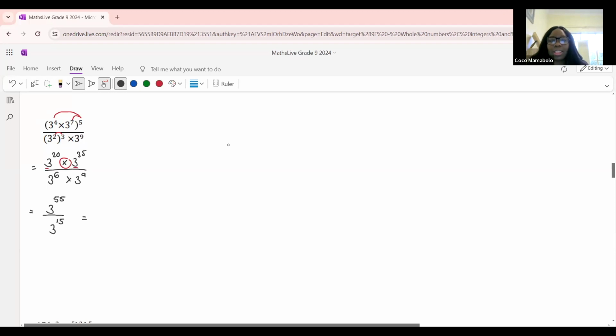And now I can see that my like bases are being divided and my bases are the same. I'm going to keep my base and subtract the exponents. 55 minus 15 will give me 3 to the power of 40. And we don't really have to go any further than that because 3 to the power of 40 is too big a number. There's no point in us putting it into our calculator. So what we're doing here is just following the same rules, even if it looks complicated. It's exactly the same, guys. We're not going to change any of the rules.